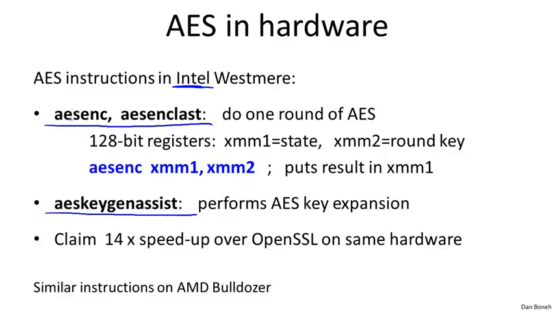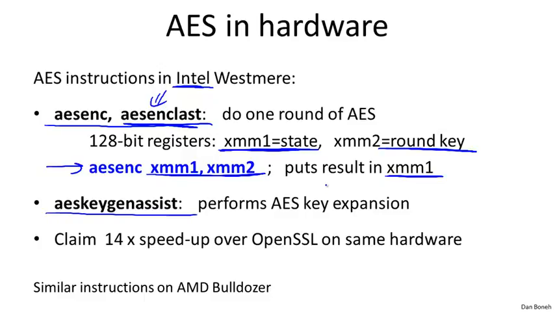AES enc essentially implements one round of AES, namely apply the three functions and the XOR with the round key. And AES enc last implements the last round of AES. Remember, the last round didn't have the mix columns phase. It only had the sub bytes and shift rows. And so that's what AES enc last does. The way you call these instructions is using 128-bit registers, which correspond to the state of AES. You would have one register containing the state and one register containing the current round key. Then when you call AES enc on these two registers, they run one round of AES and place the result inside of this XMM1 state register.